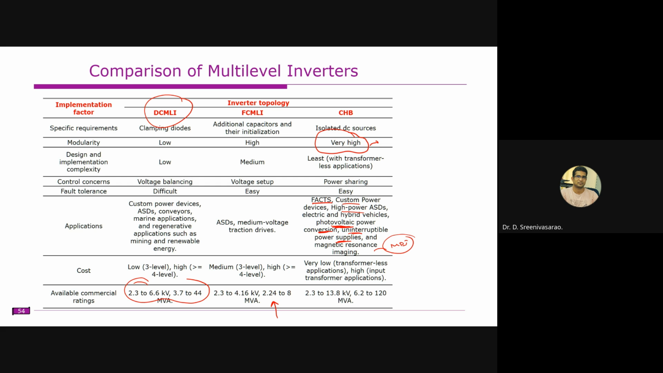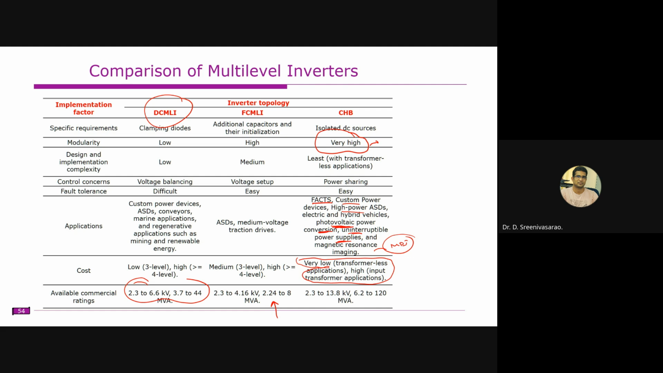So cost will be, depending on the CHB, if you are using it for a motor drive, that cost will be extremely high. In case you are using it for a motor drive, it is very high. For other applications like STATCOM or for the energy storage system, their cost will be relatively less. Right. So these are some of the merits, or some of the comparison, of these multi-level inverters.